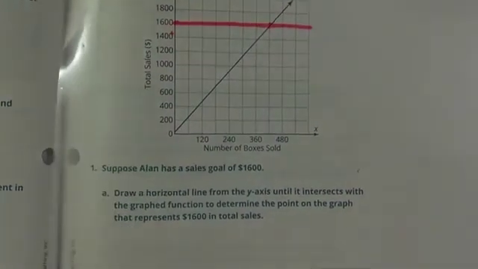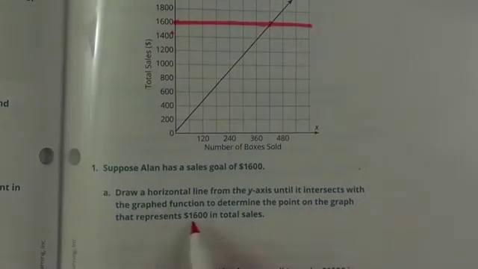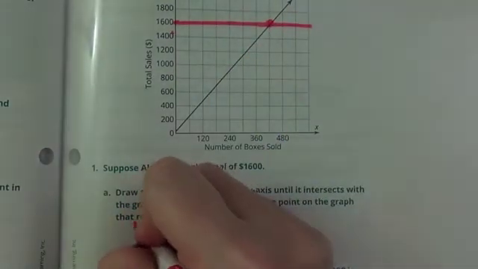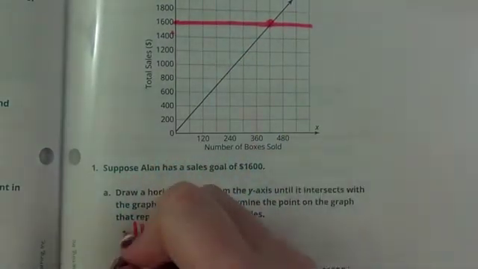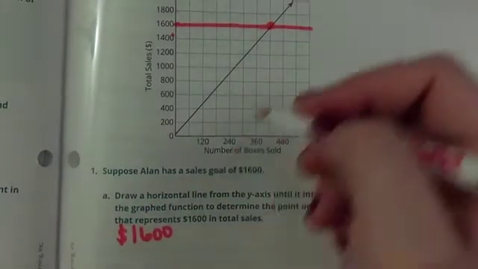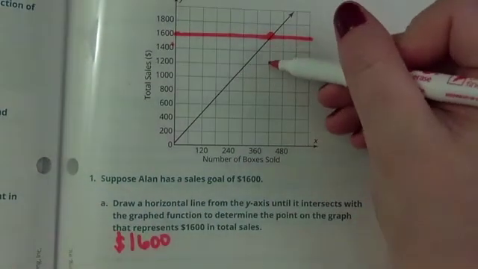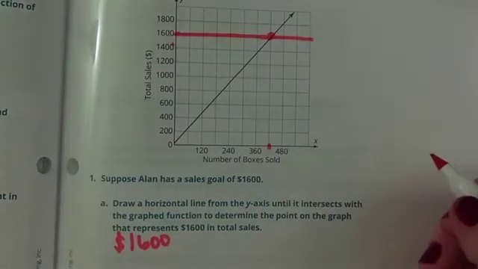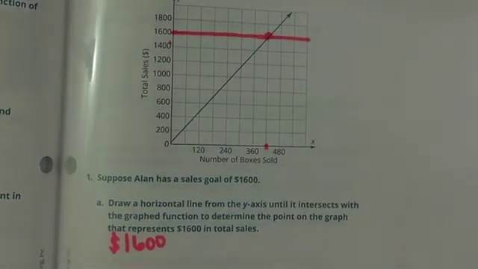So determine the point on the graph that represents 1600. If we look at this point right here, it's $1,600. How many boxes does he need to sell to get $1,600? Well, that's right there. So what is halfway between 360 and 480?